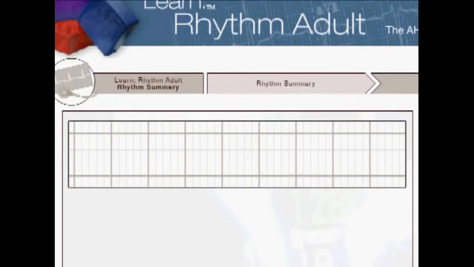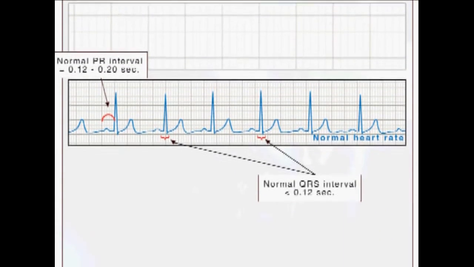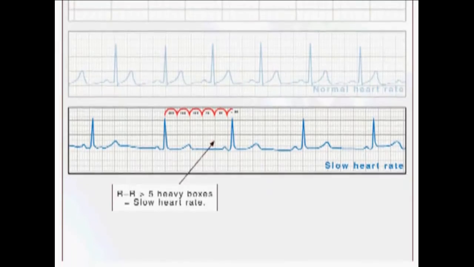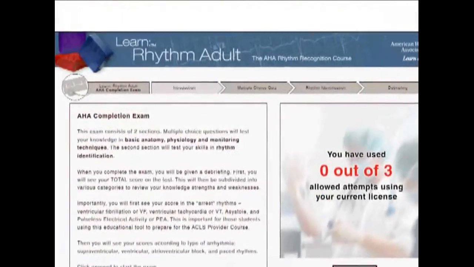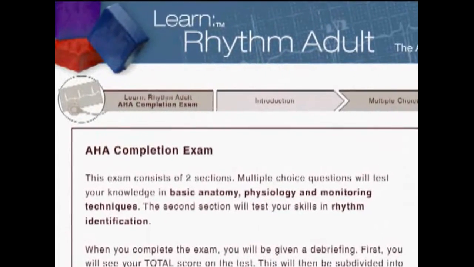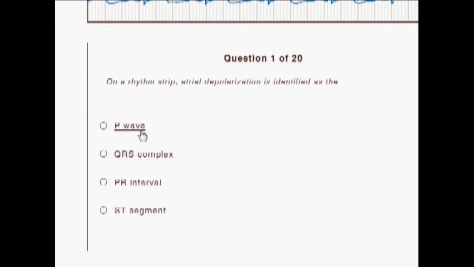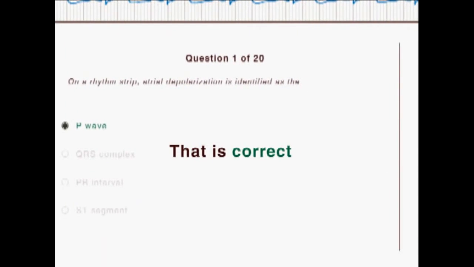Part 3, a rhythm summary, where you can learn and train a systematic and fast way to identify rhythms and arrhythmias. And finally, Part 4, the AHA completion examination. Successful completion of this exam qualifies you for the Learn Rhythm Adult certificate.